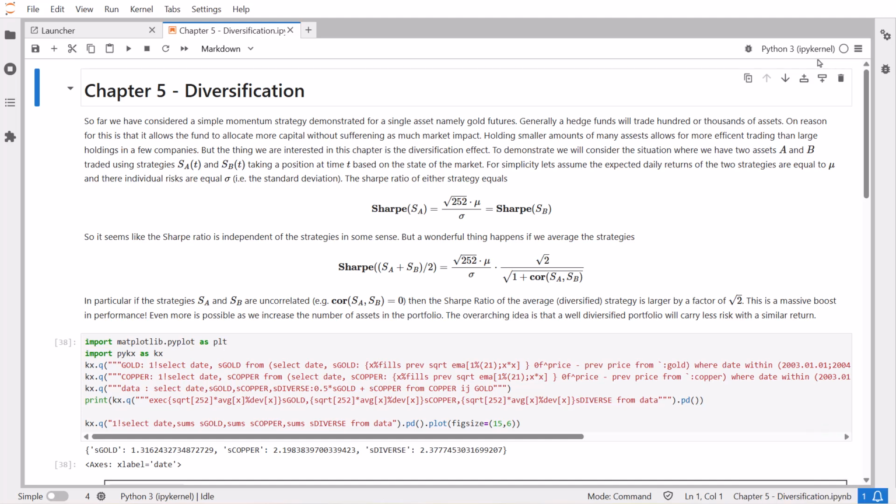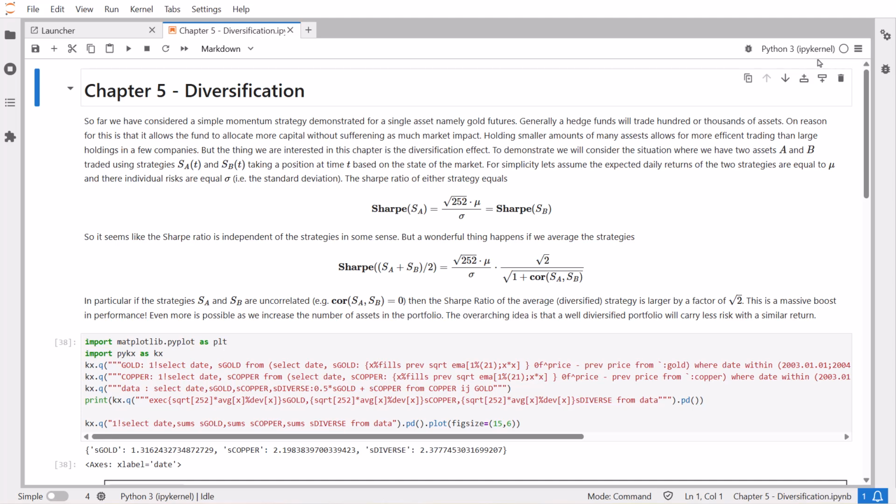But this is all focused on a single instrument, and generally hedge funds will trade hundreds or thousands of different assets. One reason for this is that it allows the fund to allocate more capital without suffering as much market impact. So if they can spread the money across many different assets, they can trade much more efficiently in those assets by making small trades in a large number of assets. So that's one reason why to diversify your portfolio.